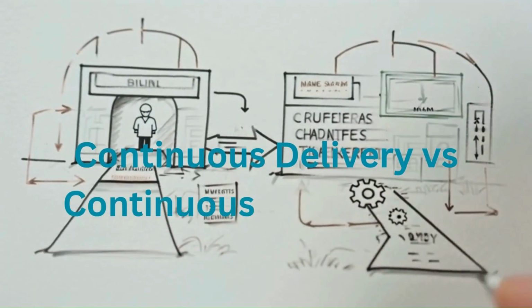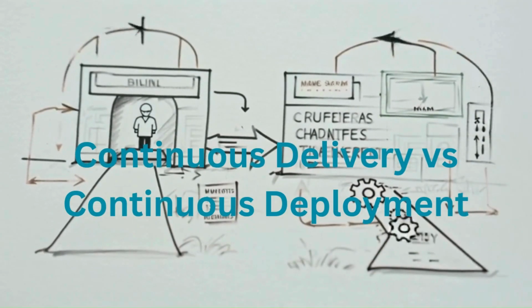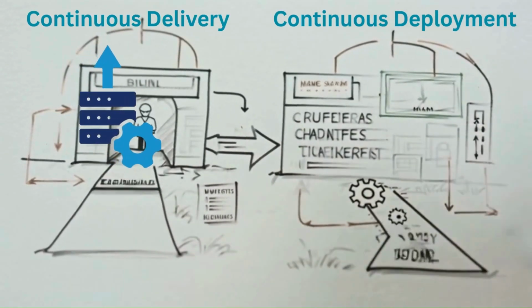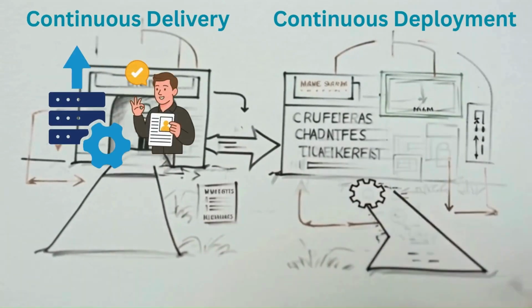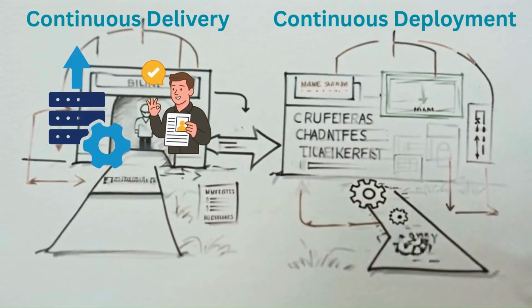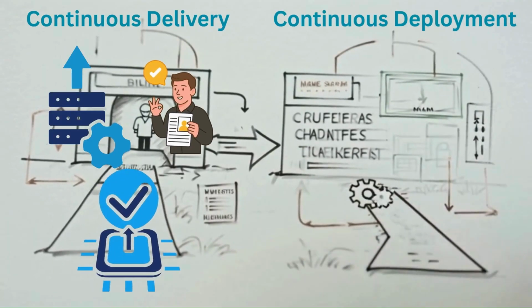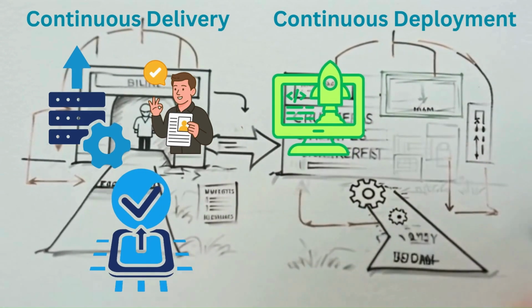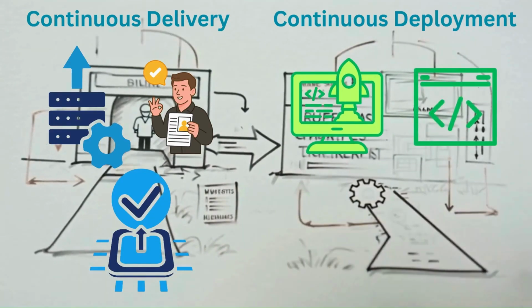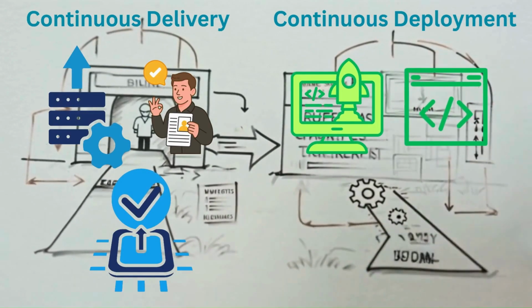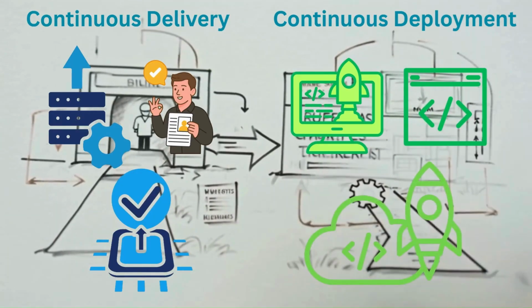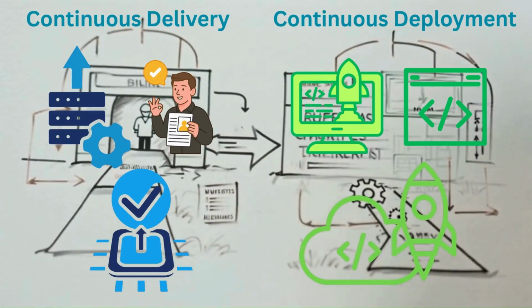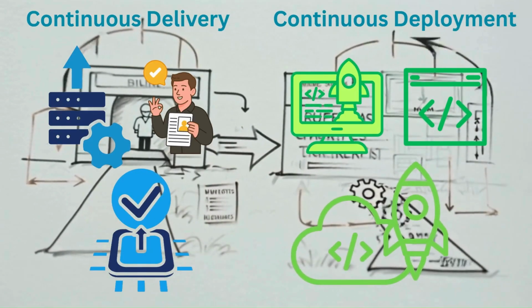Continuous delivery versus continuous deployment. Let's return to an important distinction. The pipeline automatically builds, tests, and prepares the application for production. But a human may need to approve the final production deployment. Think automated until the release decision. In continuous deployment, the pipeline automatically deploys successful changes to production without requiring manual approval. Think code passes to production. Continuous deployment requires strong automated testing, monitoring, security controls, and confidence in the deployment process.